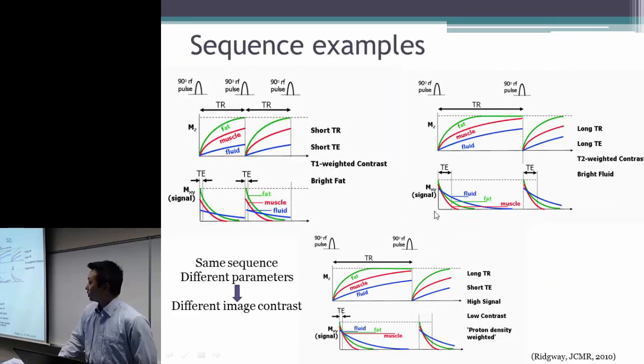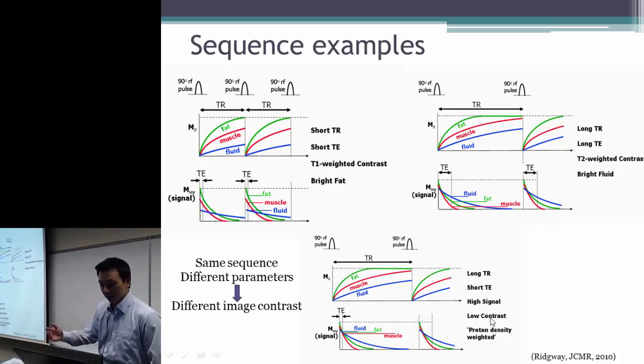And this one shows how the same sequence with different parameters can give you different image contrast. With a short TR and short TE, you get a T1 weighted image, and with long TR and long TE, you get a T2 weighted contrast. And with a long TR and short TE, you can basically get a proton density image contrast.